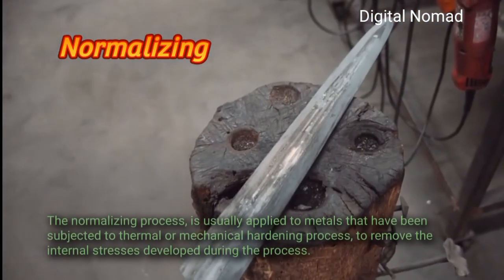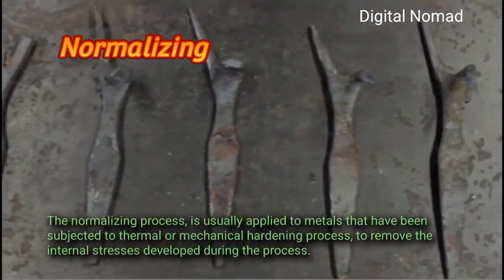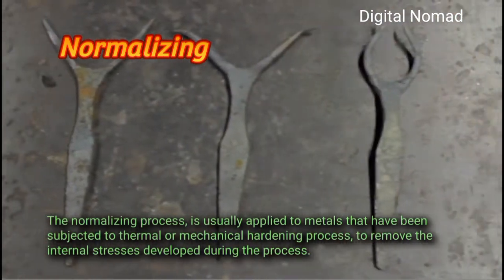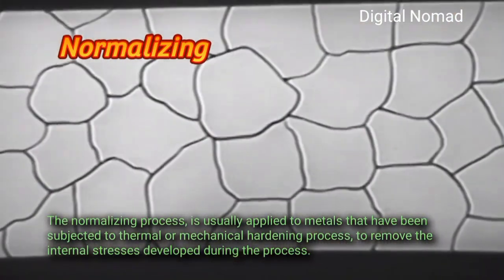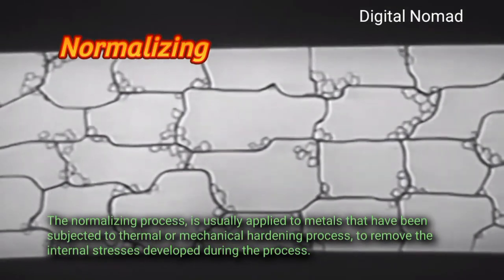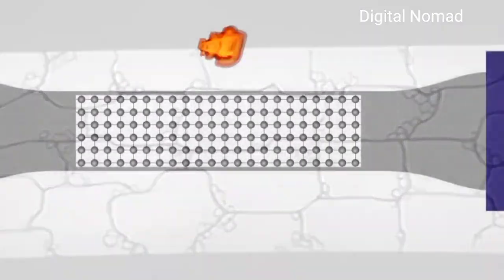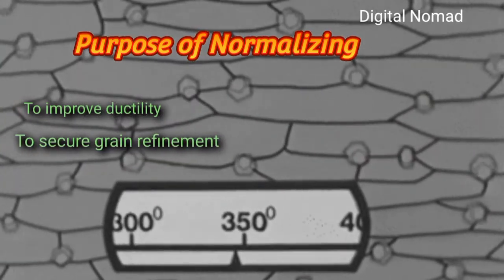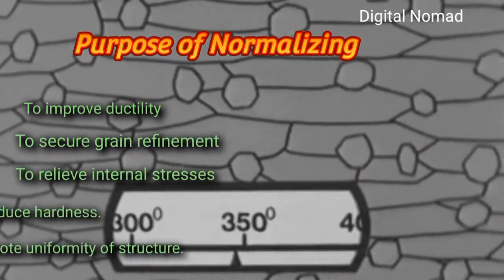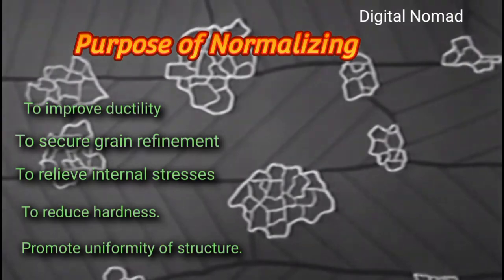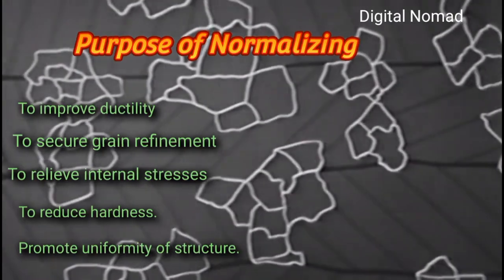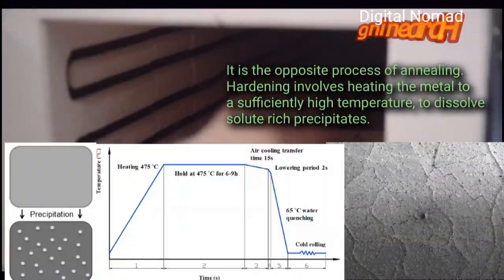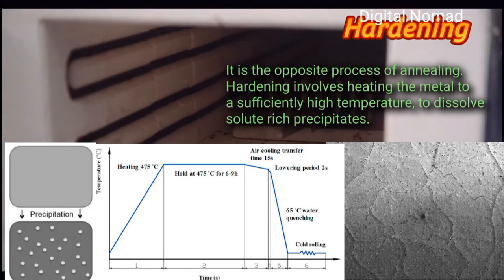The normalizing process is usually applied to metals that have been subjected to thermal or mechanical hardening processes, to remove the internal stresses developed during the process. Purpose of normalizing: to improve ductility, to secure grain refinement, to relieve internal stresses, to reduce hardness, to promote uniformity of structure. Hardening. Hardening is the opposite process of annealing.